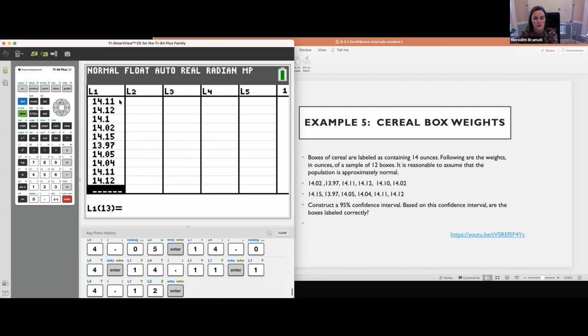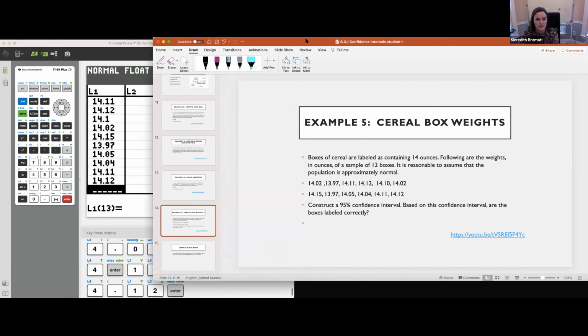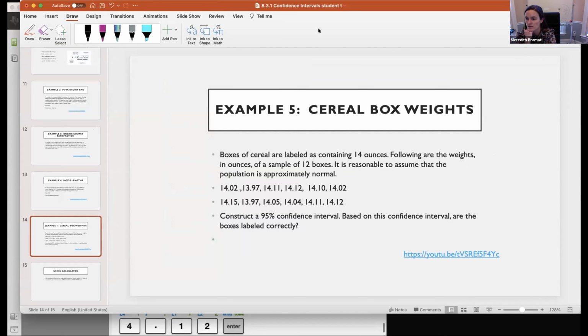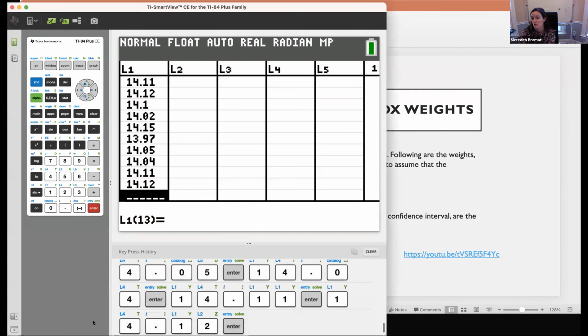Now, while you're entering that in, in the problem, did it give us a population standard deviation? No, no standard deviation. Did it give us a sample standard deviation? It did not. So we don't have either one. And if you have neither one, you're still going to have to do a t-interval for it.